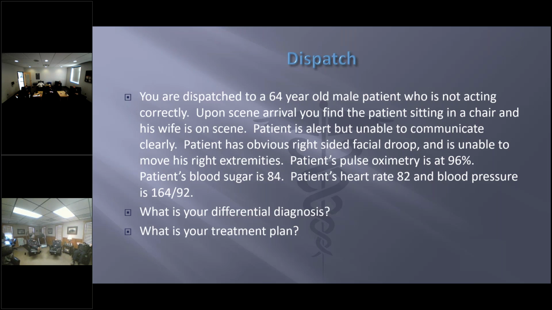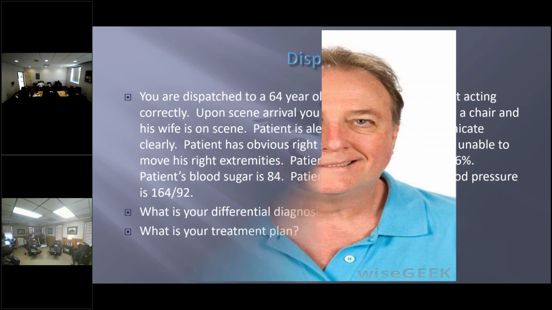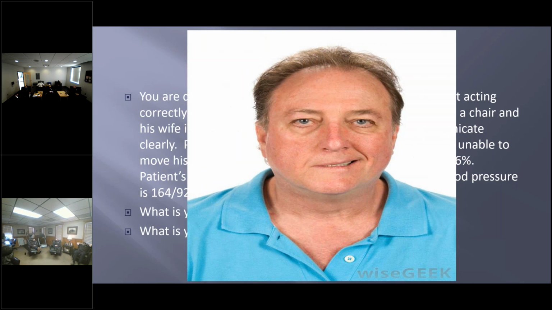So we're dispatched, 64-year-old male patient not acting correctly. Upon scene arrival, you find the patient sitting in a chair and his wife is on scene. Patient is alert but unable to communicate clearly. Patient has obvious right-sided facial droop and is unable to move his right extremities. Patient's pulse ox is at 96%, blood sugar 84, heart rate 82, and blood pressure is elevated at 164/92.